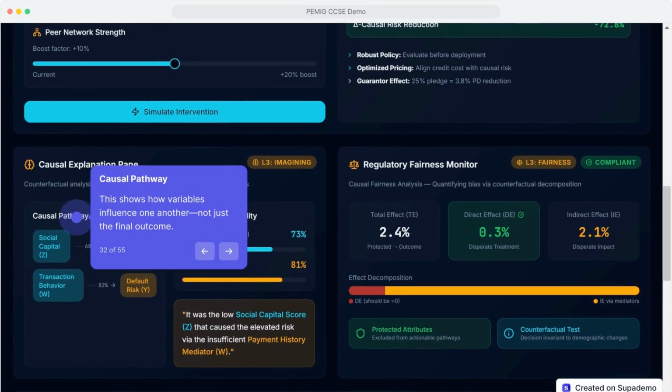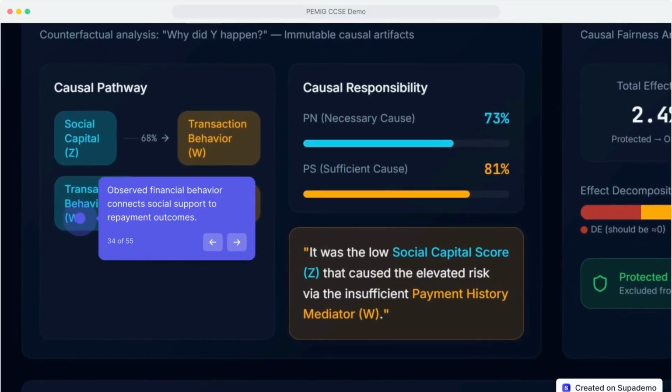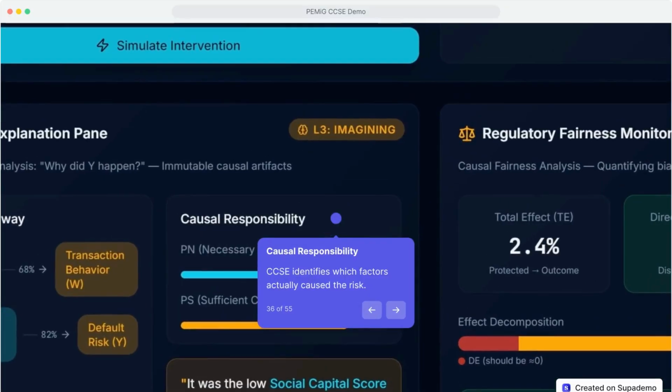We believe in fairness by design. Here, in L3, fairness, we evaluate whether our decision-making hurts or helps vulnerable groups. For example, we calculate total effect and indirect effects, making sure that the loan decision is equitable and just. Because it's not just about reducing default, it's about ensuring that everyone gets a fair chance.